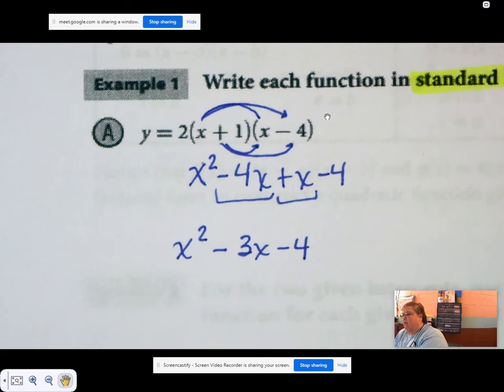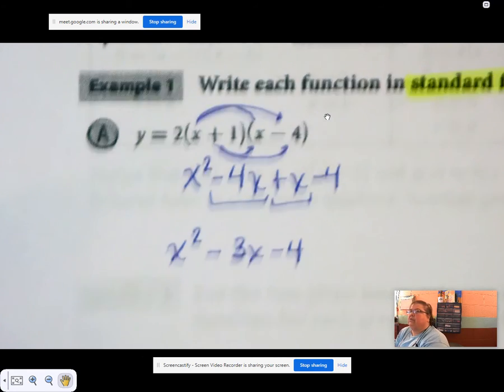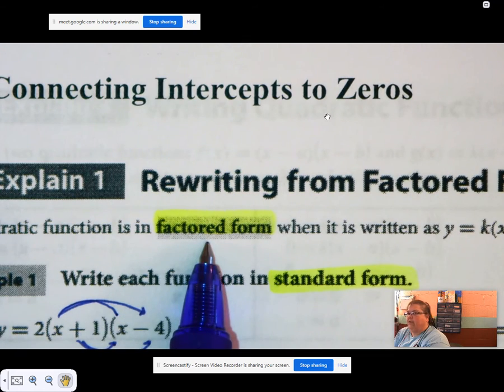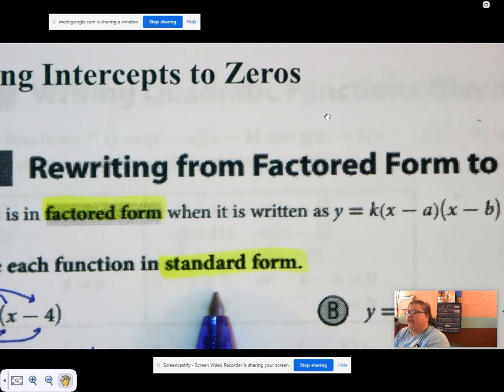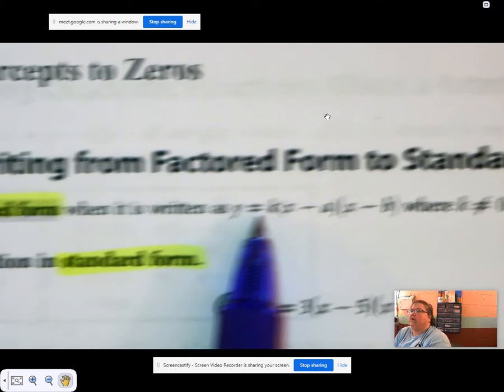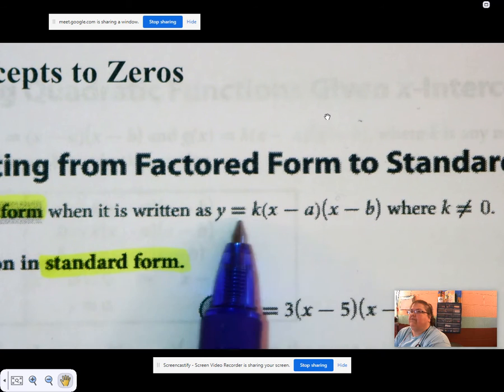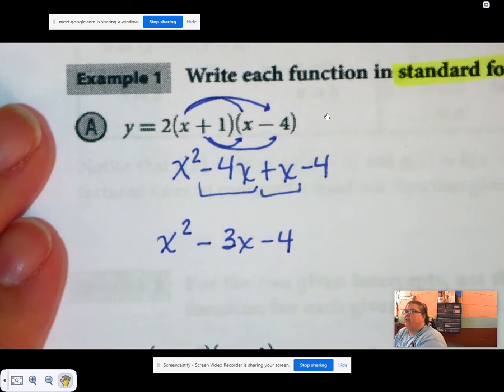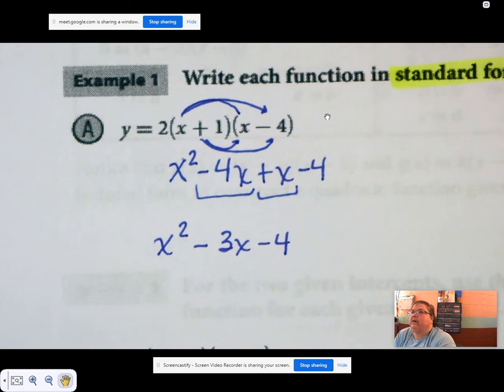So let me just make sure that we got this. Factored form is what we've been working from. We're going to write it in standard form, which is what we've been doing. The only difference now is we are working with functions. So I've got a y equals, f of x equals, all of those things. Nothing new. Have I done anything new? No. Here is the only new thing.